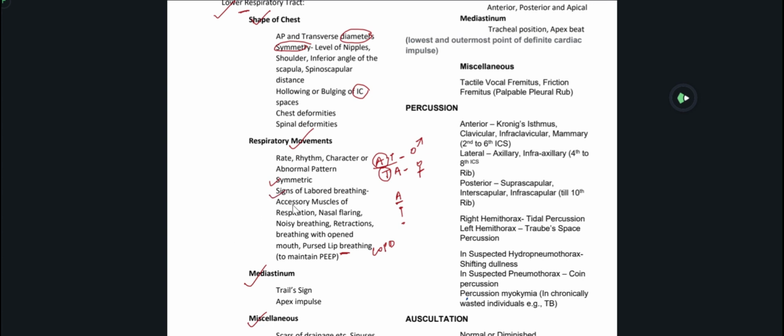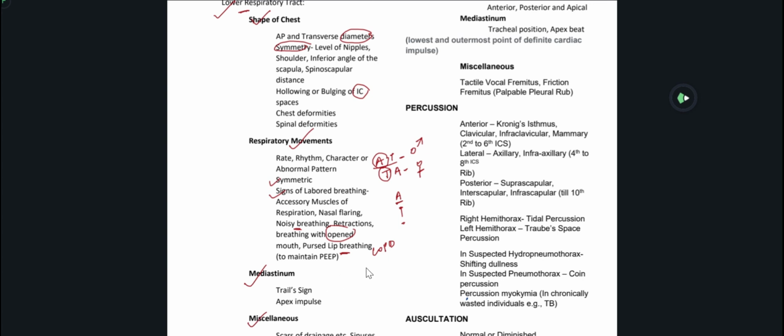Signs of labored breathing, with accessory muscles of respiration getting involved. Any obstruction, shown by the presence of noisy breathing. What were those called? Wheezing, stertor, stridor: stertor at the level of the nose and the throat, stridor at the level of the vocal cords, and wheezing at the level of the lower airways. Right. Then we look for retractions, anything like open mouth, anything like lip breathing. That is respiratory movements.